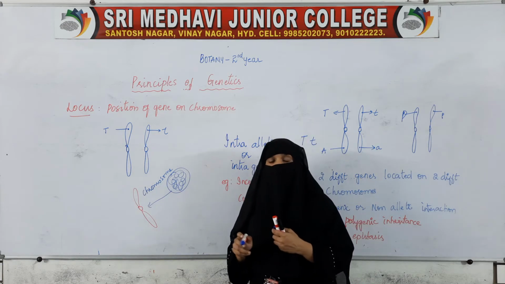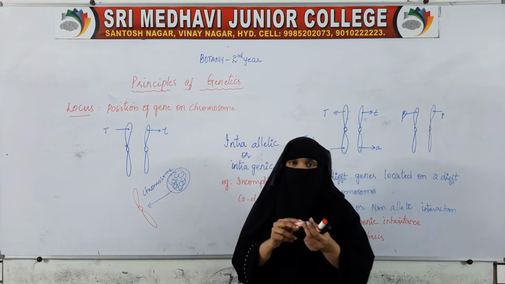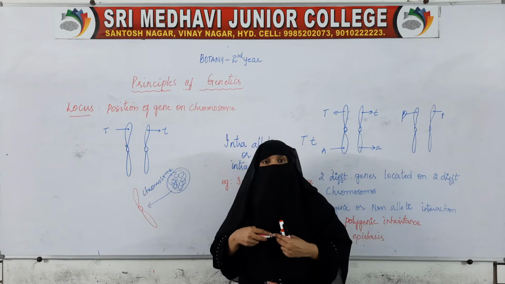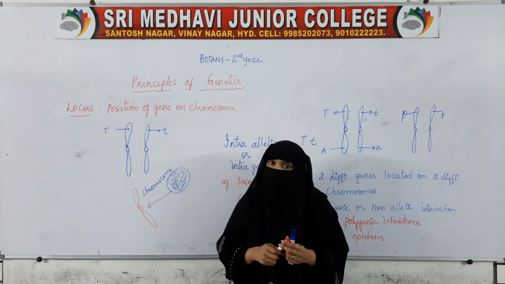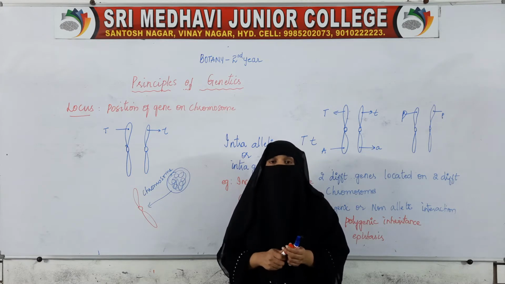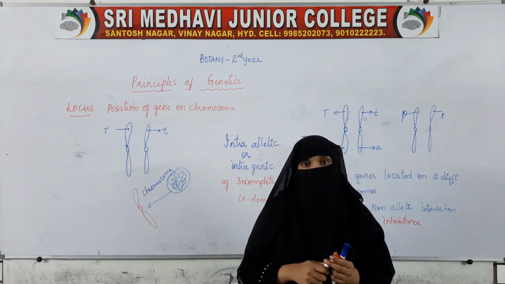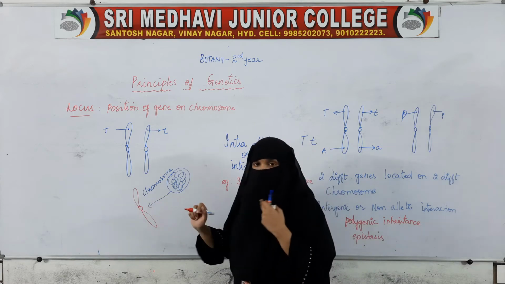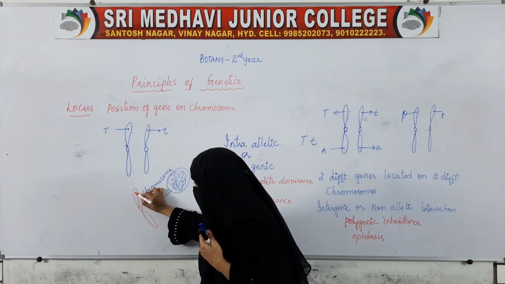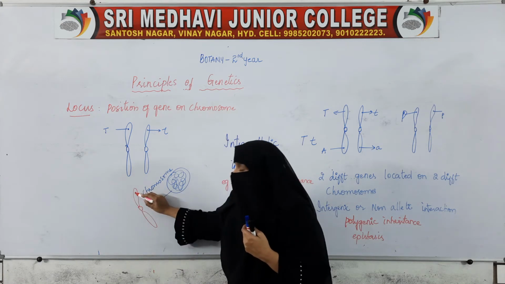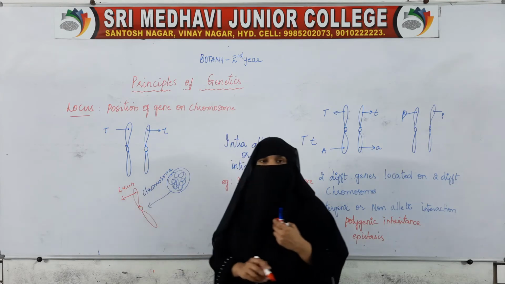On the chromosomes, genes will be present. We already know what genes are: genes are the unit of inheritance which gives us characters. And where are these genes present? On the chromosomes. For example, this is a chromosome and a gene is present on this chromosome. The location where the gene is present is called the locus.